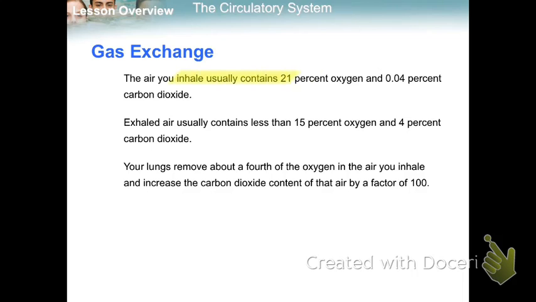The air you inhale contains 21% oxygen and 0.04% of carbon dioxide. Exhaled air contains less than 15% oxygen and 4% carbon dioxide. So your lungs remove about a fourth of the oxygen in the air you inhale and increase the carbon dioxide content by a factor of 100.